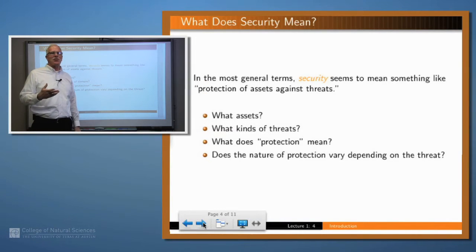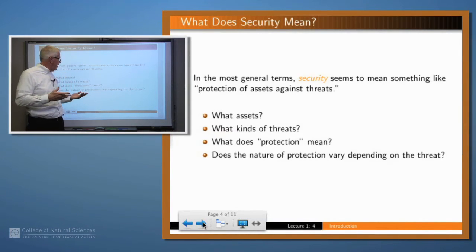Protection of assets against threats. In a way, that begs the question: what assets? What is the nature of the threat? What does protecting against those threats mean? And are the protections appropriate for the different threats different? Well, one would hope that they would be.